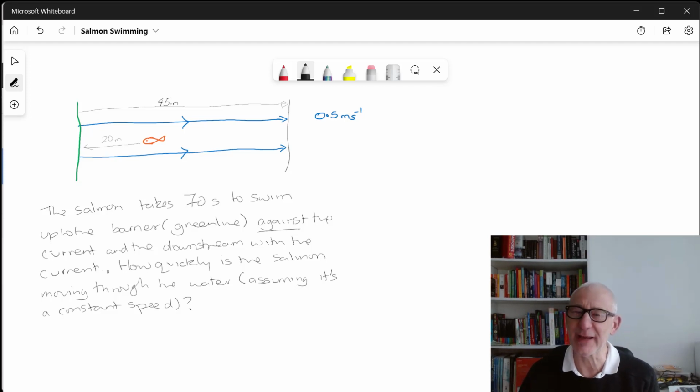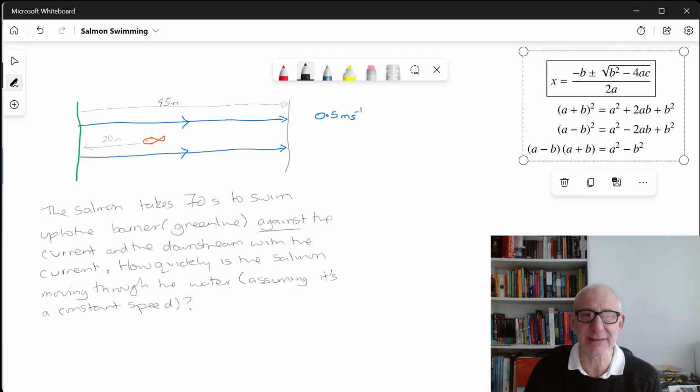So what we want to calculate is the speed of the salmon through the water, assuming that that speed is constant. We've just finished our section on quadratic equations and algebraic identities, so you might expect to use those things in your solution. Not necessarily all of them, but some of them. So let's take a look at the problem.